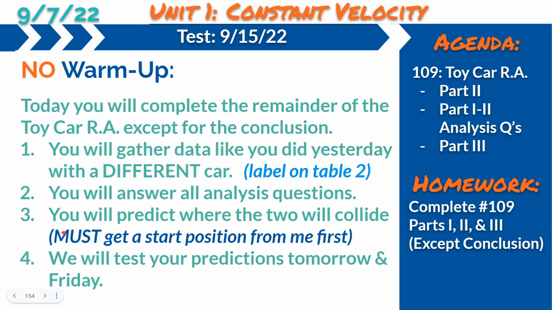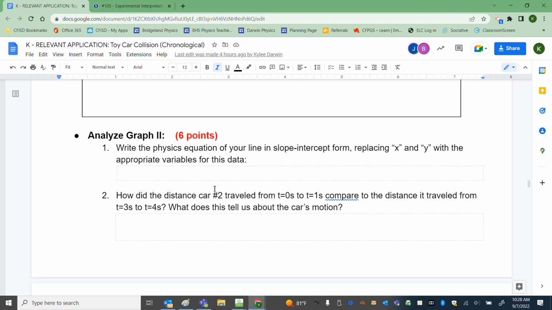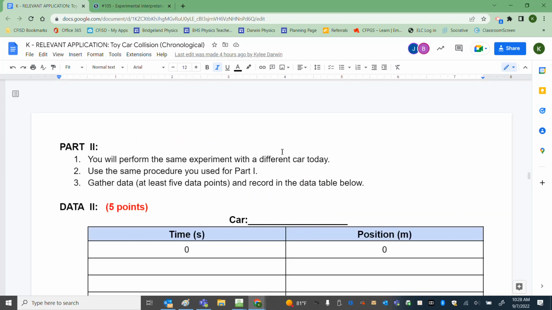But here is what I'm getting at. This is in part 3. You will predict where the two cars will collide with each other. So let me go ahead and open up the document first, because what you're going to be doing after that is either tomorrow or Friday, depending on if you're ready, we'll be testing your predictions. So let me open it up and show you where that part is so you can see what I'm talking about. This is your relevant application document.